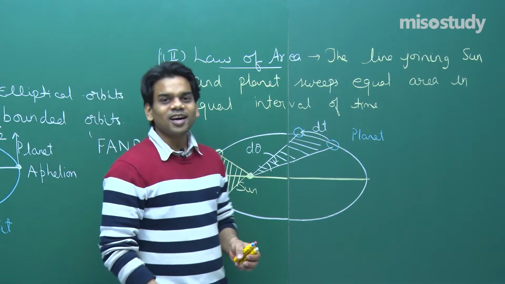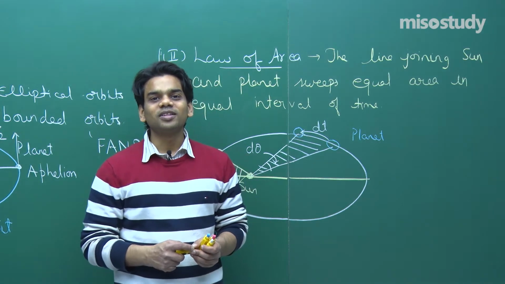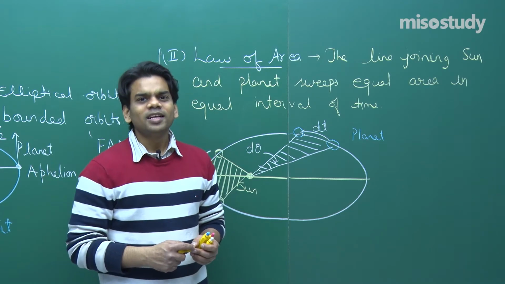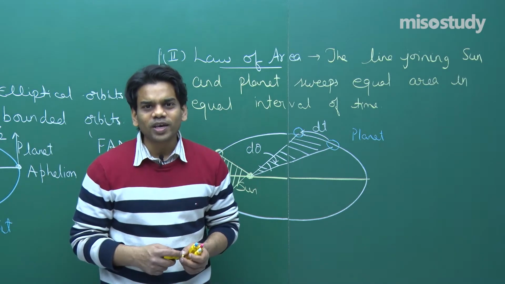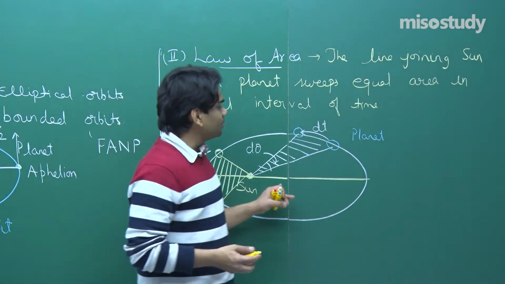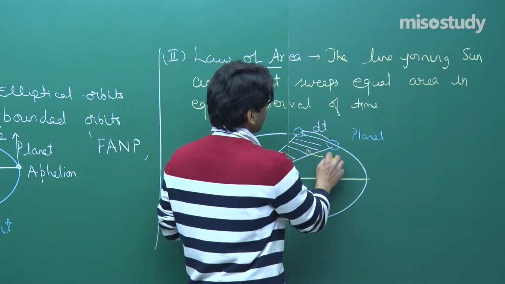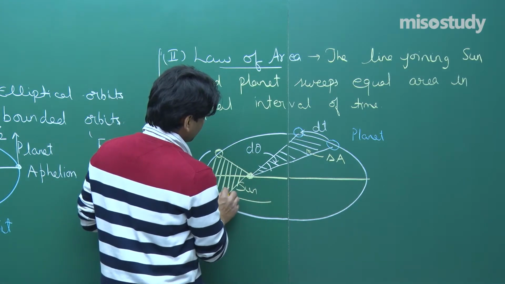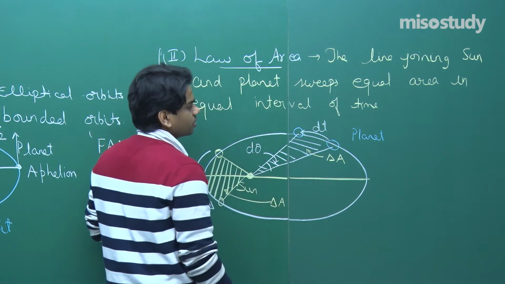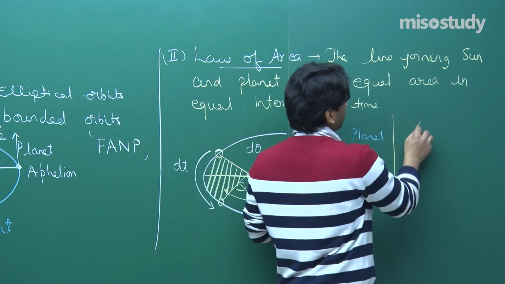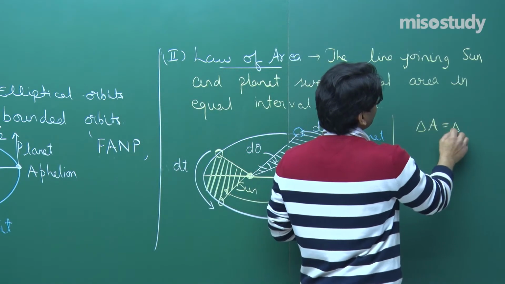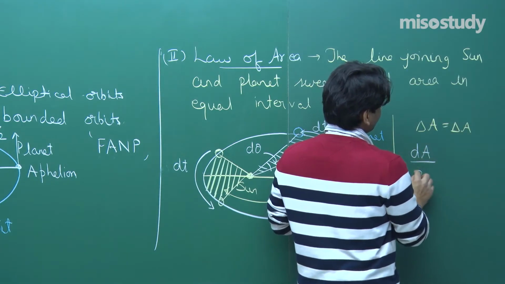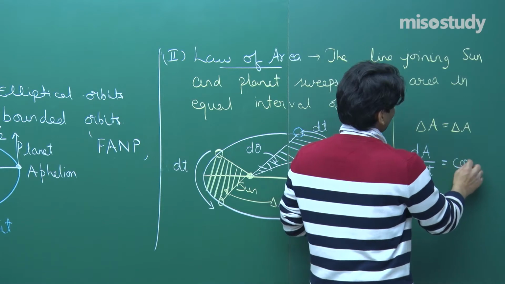Kepler's second law says that in the same time interval, the line joining sun and the planet sweeps equal area in equal interval of time. That is, the rate of sweeping of area is constant. Now that means if I mark this area as delta A, this area will also be delta A. This you should be very well aware of. Both the areas will be equal, or let me write the law, dA by dt is constant.